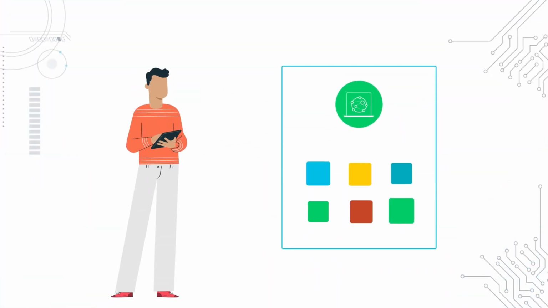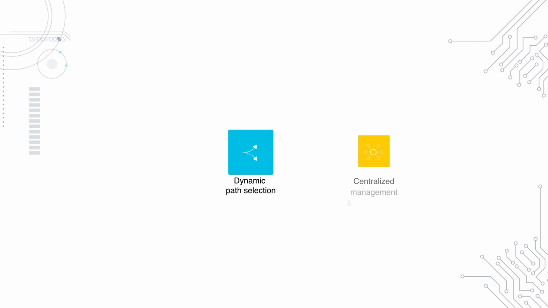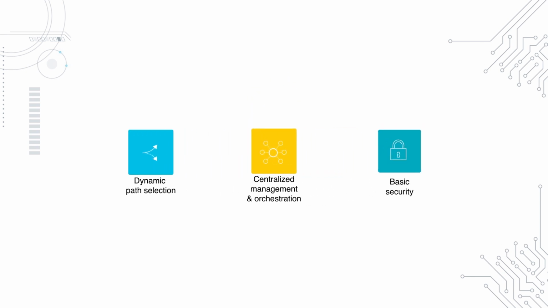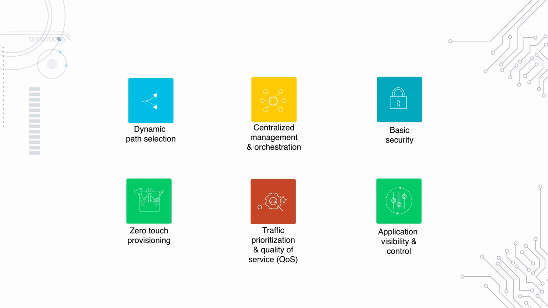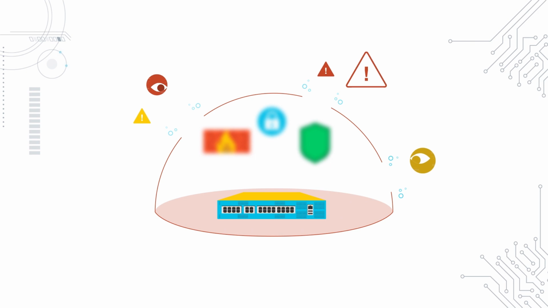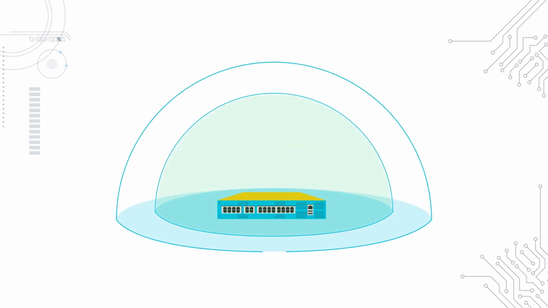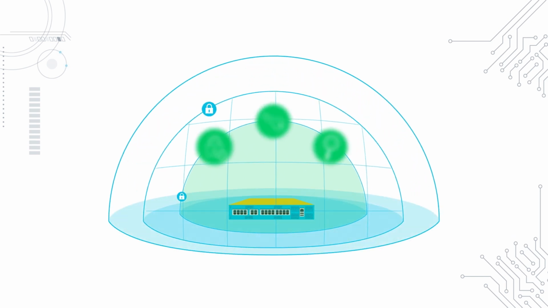There's a broad array of features you'll find in the SD-WAN appliance market. Despite the variety, there are a few common SD-WAN appliance features based on the core purpose of SD-WAN. Dynamic path selection, centralized management and orchestration, basic security, zero-touch provisioning, traffic prioritization and quality of service, and application visibility and control. SD-WAN appliances typically come with a few basic security measures, but it's important to note, no single SD-WAN solution can address all potential threats.